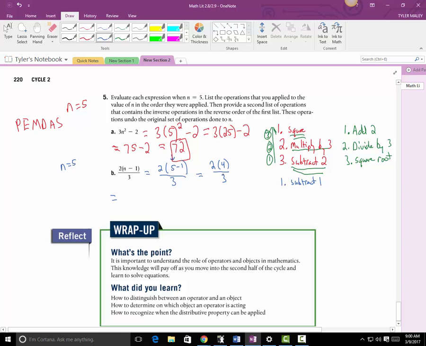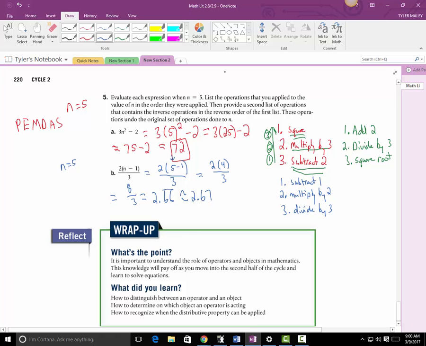Again, following the order of operations, the next thing I would do is multiply by 2. So we have 2 times 4, which is 8, all over 3. The only operation I have left is to divide by 3. When I take 8 divided by 3, what you get is 2.66 repeating, or if you want to round it, approximately 2.67.